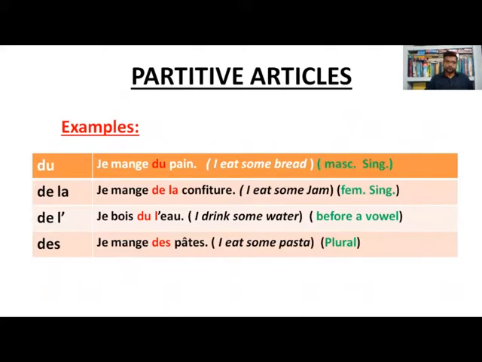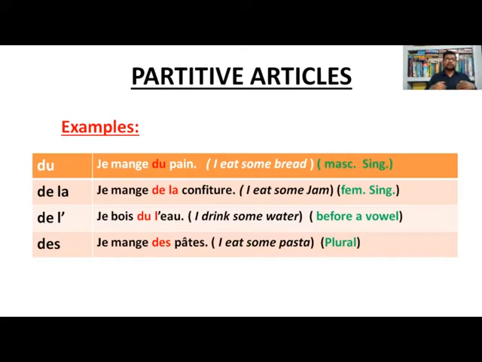For example, the example of du: Je mange du pain. It means I eat some bread. Bread is basically a masculine singular noun, so we are using du pain. Je mange du pain. I eat some bread. In the meaning of 'some', in the replacement of 'some', we are using du here. Je mange du pain.